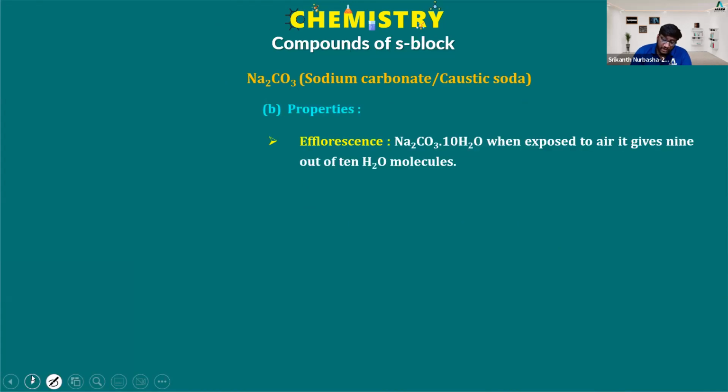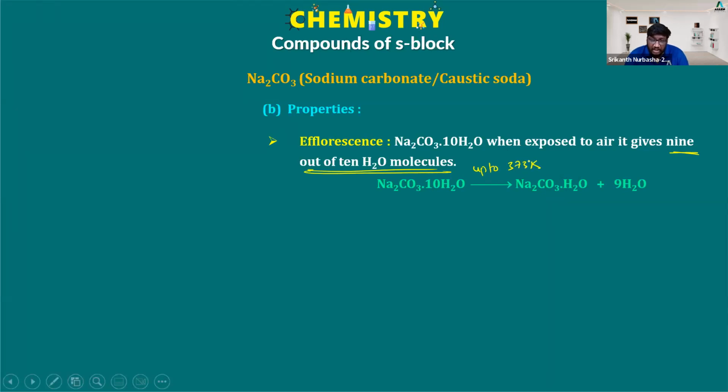Properties: if you think of Na2CO3 efflorescence, Na2CO3.10H2O, when exposed to air, it gives up 9 out of 10 H2O molecules. Upon heating Na2CO3.10H2O, it will give up 9 out of 10 H2O molecules, but the temperature you have to maintain is up to 373 Kelvin.